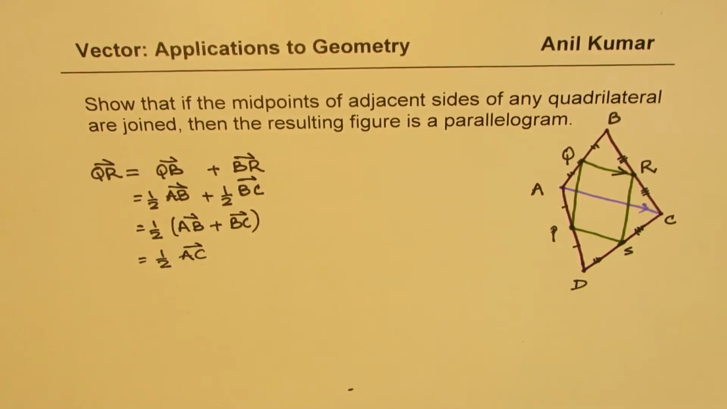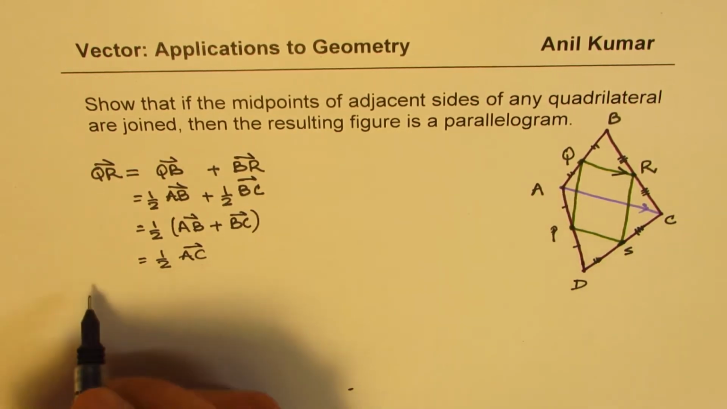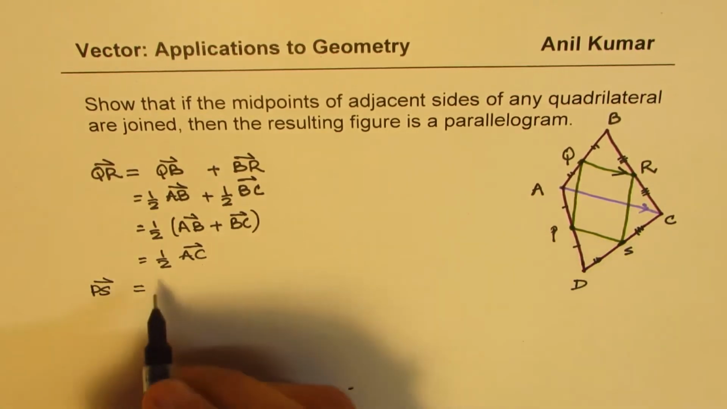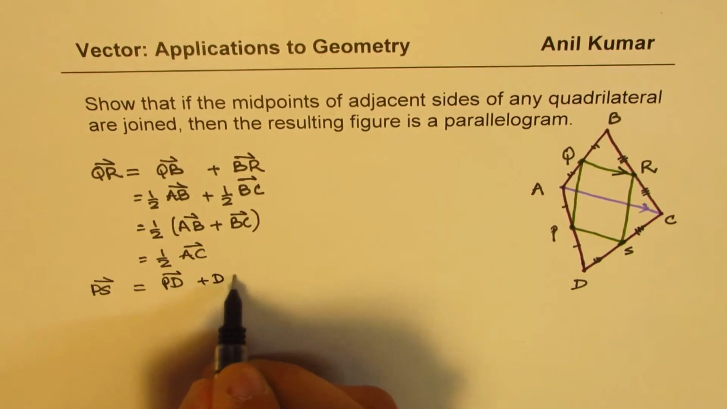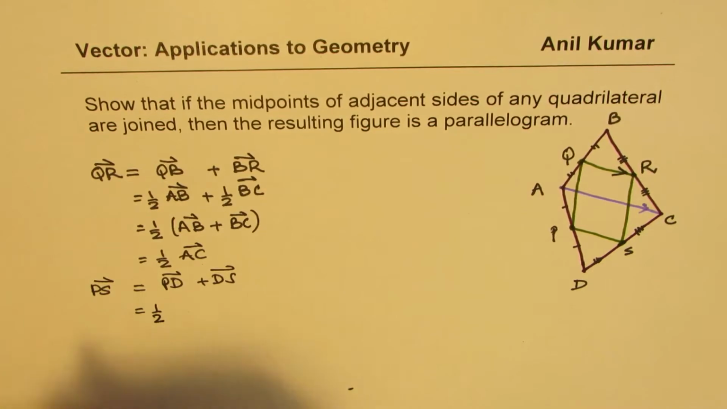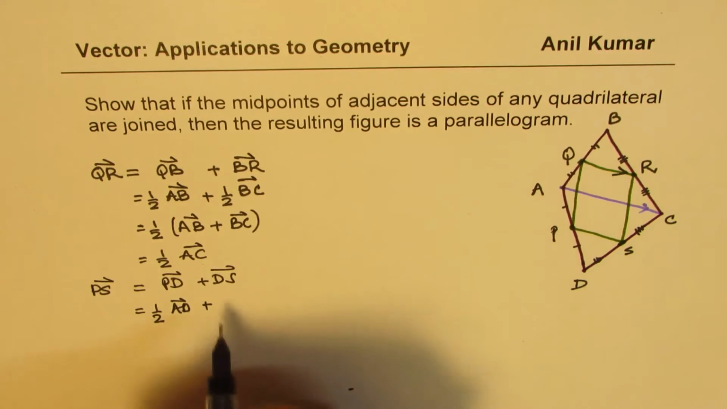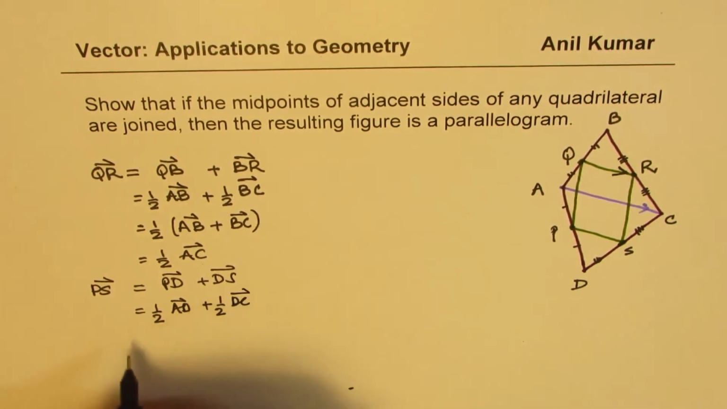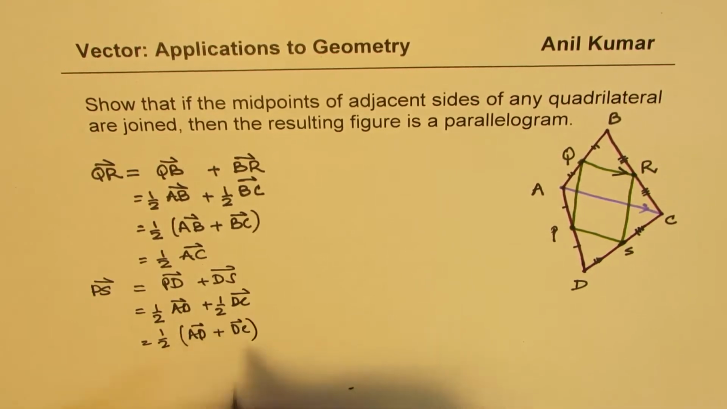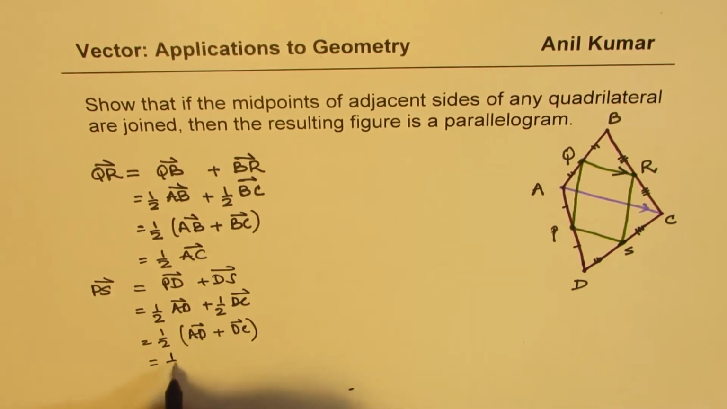Now let us figure out what is PS. Is it same as half of AC? That's what we need to prove, right? So let's begin with PS now. So P to S is PD plus DS, right? Now PD is half of AD since P is the midpoint, and DS is half of DC. So we could again take half common, so we get AD plus DC. And AD plus DC is AC, right? So we get this as half of AC.